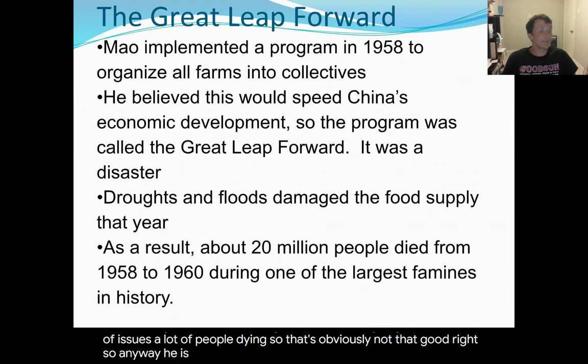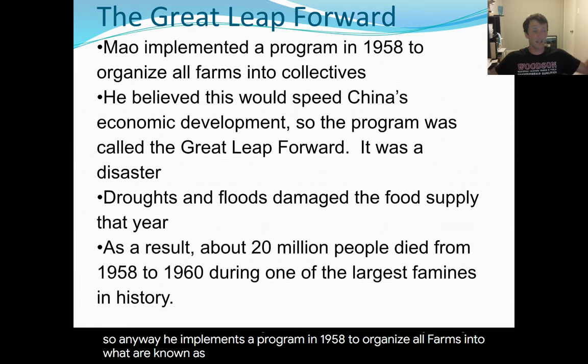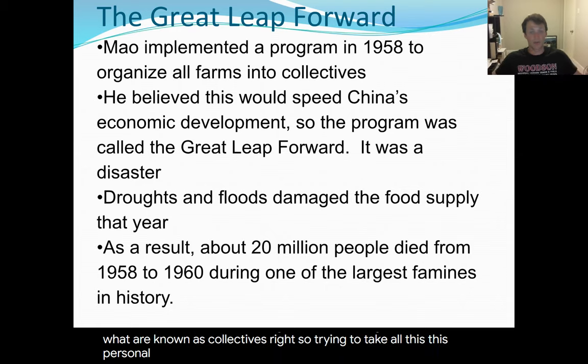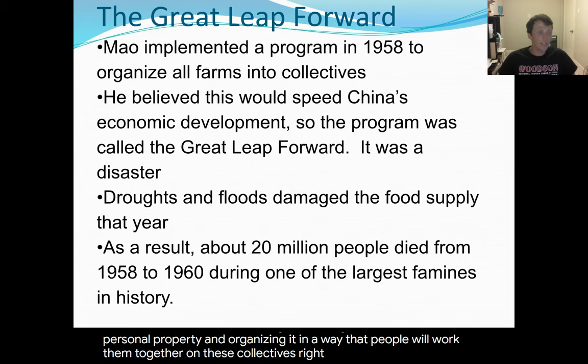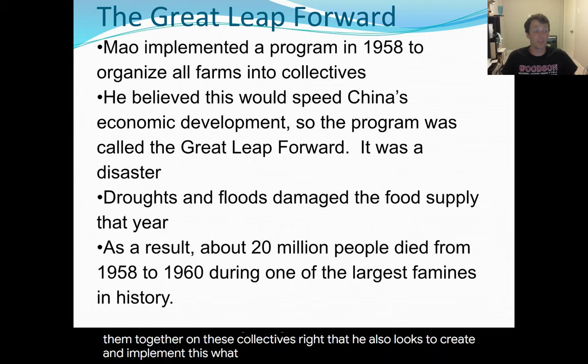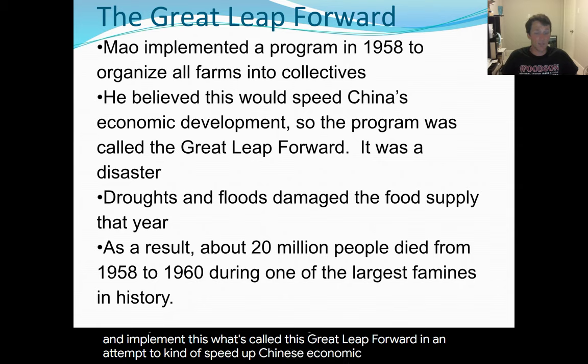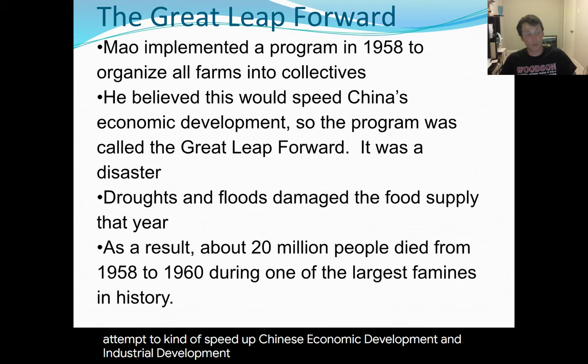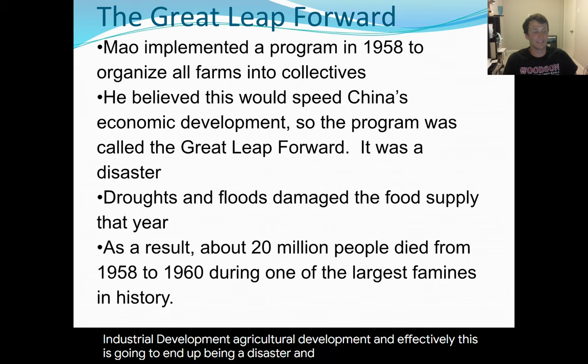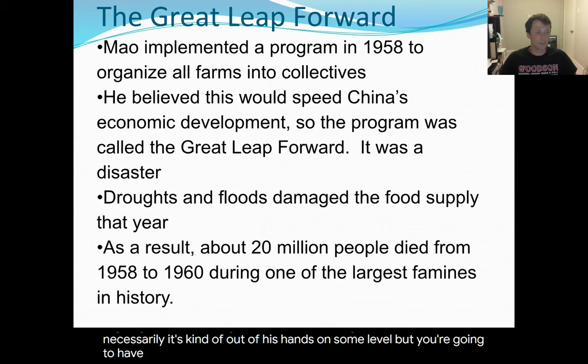So anyway, he implements a program in 1958 to organize all farms into what are known as collectives, right? So trying to take all this personal property and organize it in a way that people will work on them together on these collectives, right? He also looked to create and implement what's called the Great Leap Forward in an attempt to speed up Chinese economic development, industrial development, agricultural development, and effectively, this is going to end up being a disaster. It's largely, not necessarily, it's kind of out of his hands on some level, but you're going to have some serious droughts and floods in China over these subsequent years.